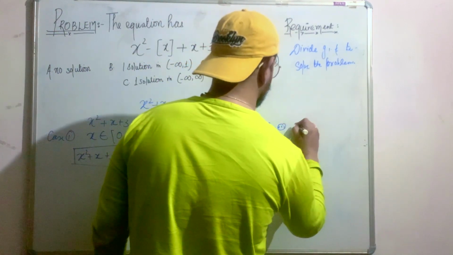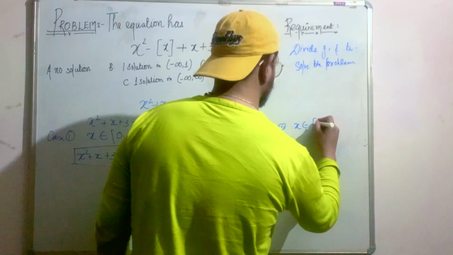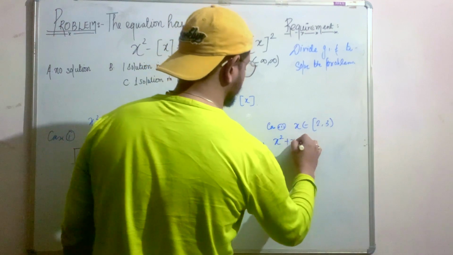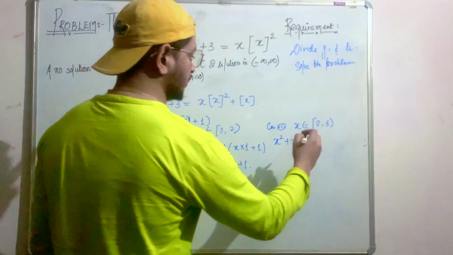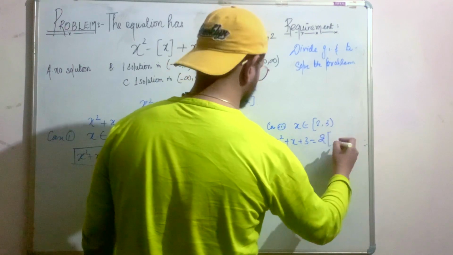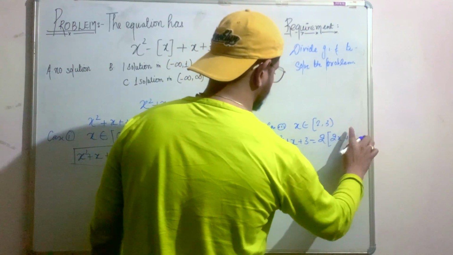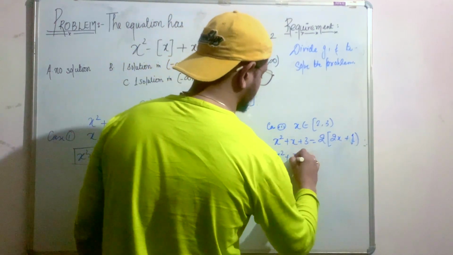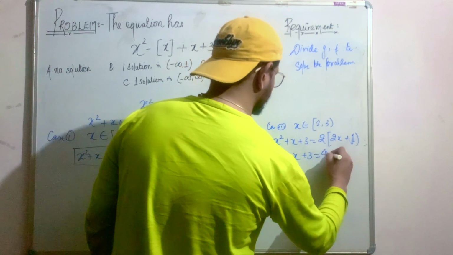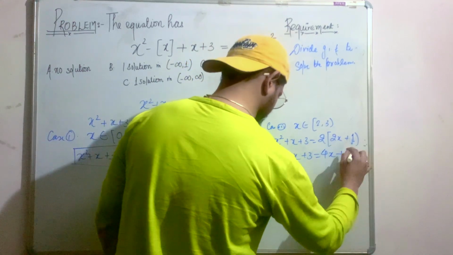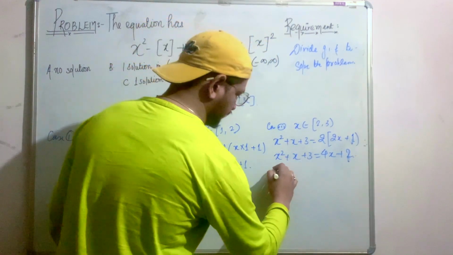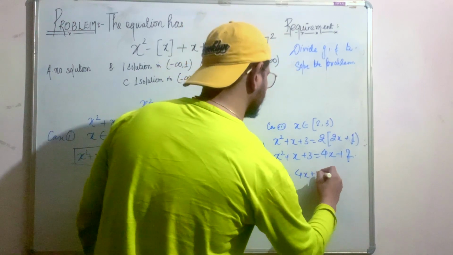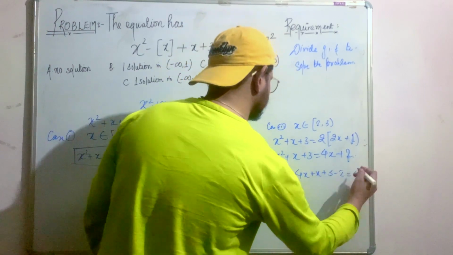In the third case, if I am saying x belongs to 2 to 3, here you will get x square, this one will become x plus 3, that is this one will become 2, and this value will become 2x plus 1. You will get the value as x square plus x plus 3, that is equal to 4x plus 2. And if I solve this one, you will get x square minus 4x plus x plus 3 minus 2, which is equal to 0.